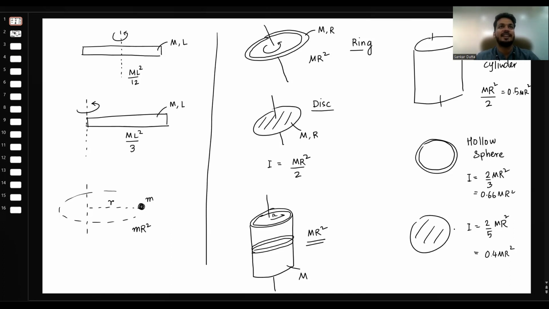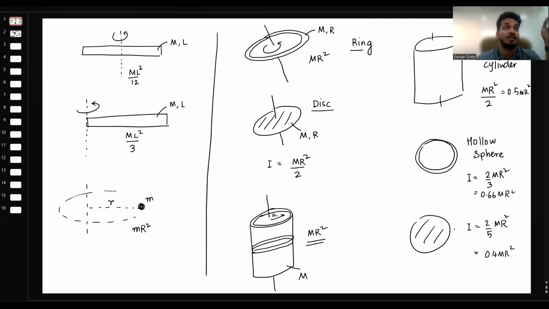Okay, so these were the contestants. Don't look at the sticks one. There was no stick rolling down the incline. Among all of this, which do you think has the least moment of inertia? Among this entire list, which has the least moment of inertia? The solid sphere. And it reached first.